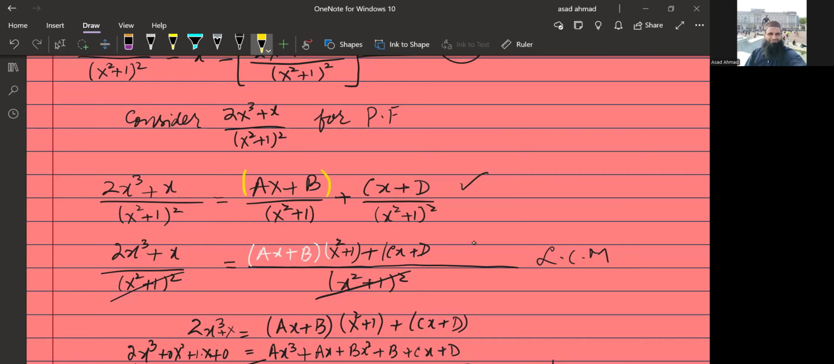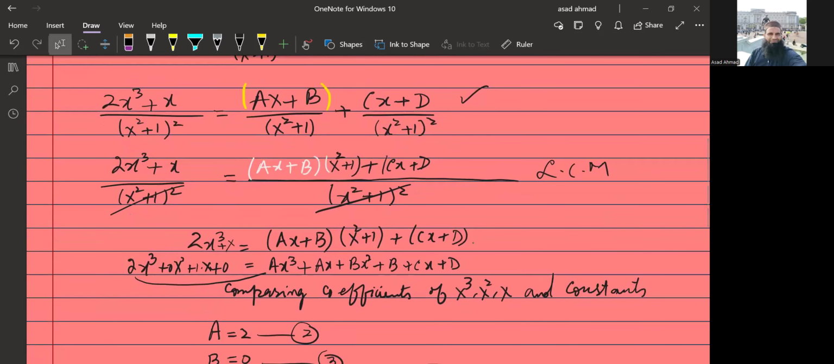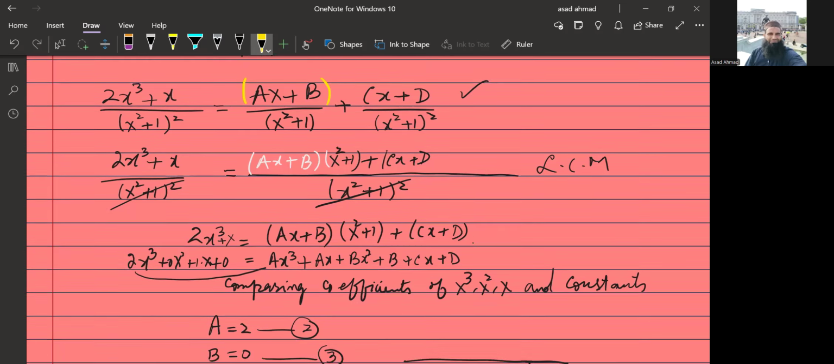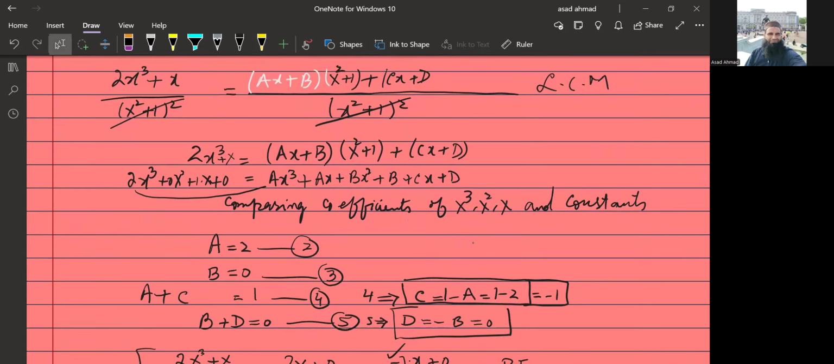Now, the usual way is that we take up the LCM first. So we have taken the LCM, denominators are cancelled. 2x cube plus x, and ax plus b times x square plus 1, and cx plus d are written. And next, because there is no linear factor in the denominator, we need to expand the terms of the right hand side. So we will do the expansion, and after the expansion, we will notice ax cube plus ax plus bx square plus b plus cx plus d.